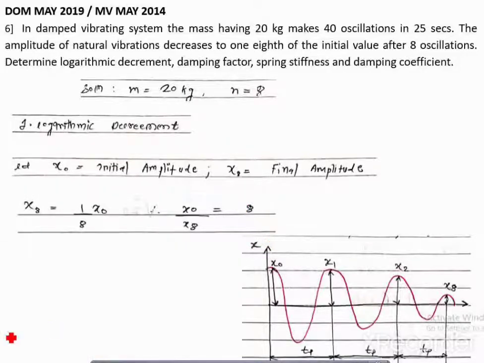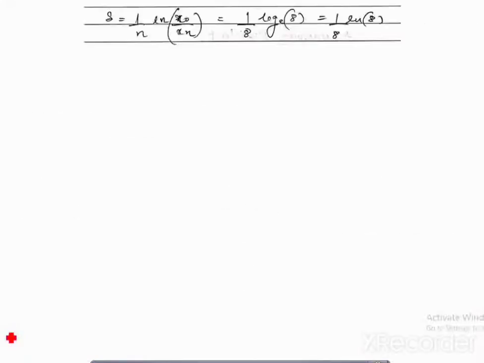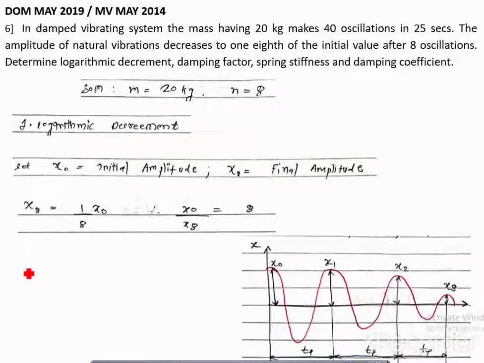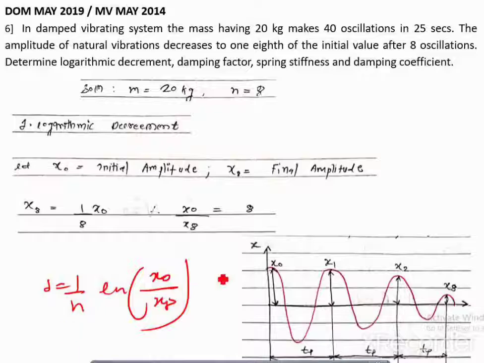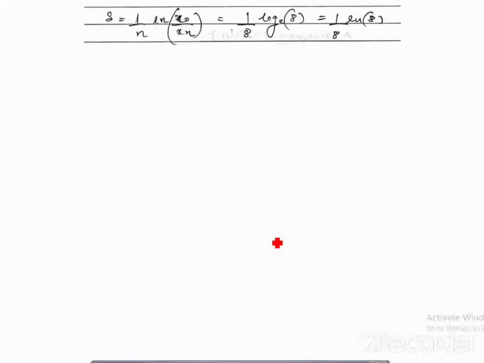Now guys, if you have understood this, what is the next step? ln. You can easily find del is equal to 1 upon n ln of x0 upon x8. So what are you getting from this? You are getting del is equal to 1 upon 8 ln of 8, and from this you are getting del is equal to 0.2599.